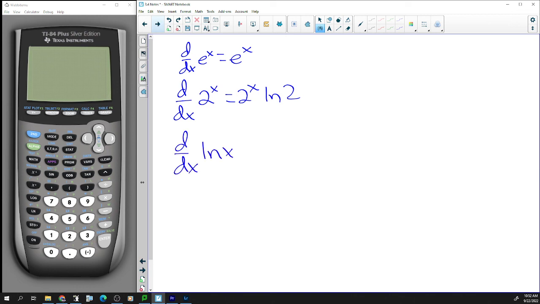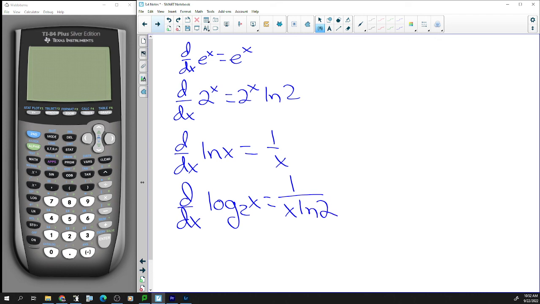Derivative of natural log of x. I think we did this next. That's the reciprocal. And finally, the derivative of, I'll give a specific example, log base 2 of x is 1 over x natural log of 2. Now, what I don't include on any of those is the chain rule. You got to remember the chain rule all the time.